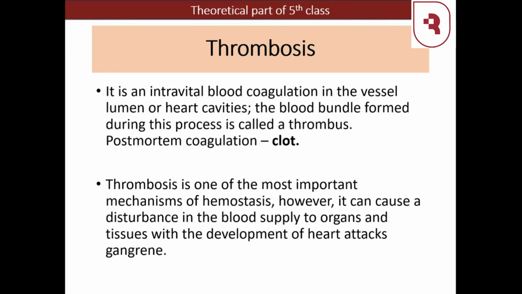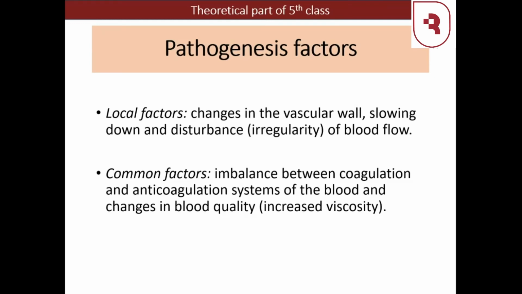Thrombosis is one of the most important mechanisms of hemostasis normally, but sometimes we may see that thrombus will form in pathological conditions, and the formation of thrombus in vessels will lead to great problems, which may lead to a lot of different diseases. For example, it may be associated with myocardial infarction, gangrene of the extremities, and some other kinds of disorders.